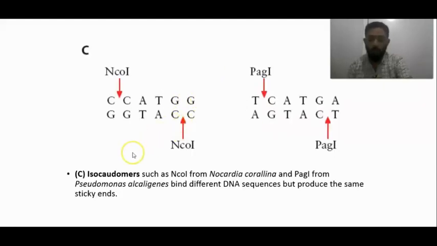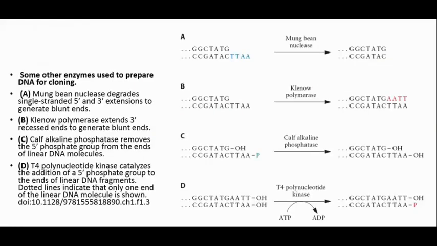The third one is isocaudomers, such as NcoI from Nocardia corallina and PagI from Pseudomonas alcaligenes. They bind different DNA sequences but produce the same sticky end. They are binding to different loci in the target but produce the same sticky end or same product, like here, CATG.